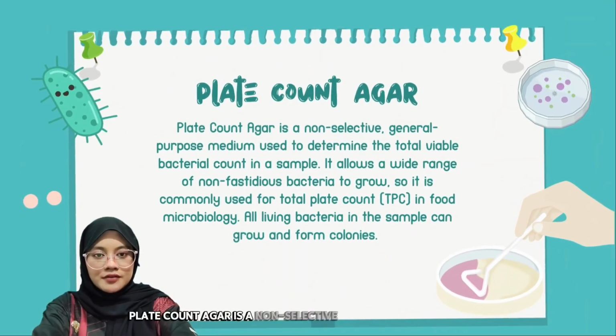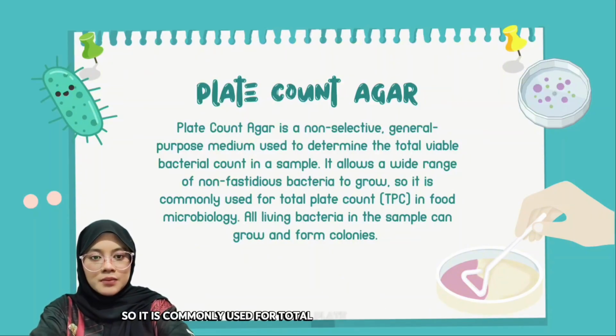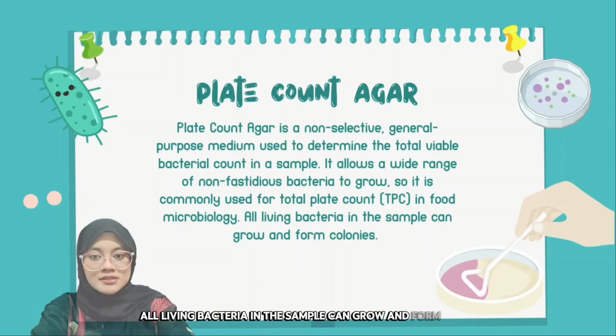Plate count agar is a non-selective and general-purpose medium used to determine the total viable bacterial count in a sample. It allows a wide range of non-fastidious bacteria to grow, so it is commonly used for total plate count in food microbiology. All living bacteria in the sample can grow and form colonies.